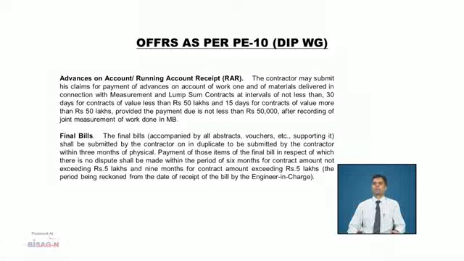Final bills. Final bills duly accompanied by abstracts and vouchers etc. shall be submitted by the contractor in duplicate within 3 months of physical completion of work. Payment of those items of final bill in respect of which there is no dispute shall be made within a period of 6 months for contract amount not exceeding 5 lakh and 9 months for contract amount exceeding 5 lakh.